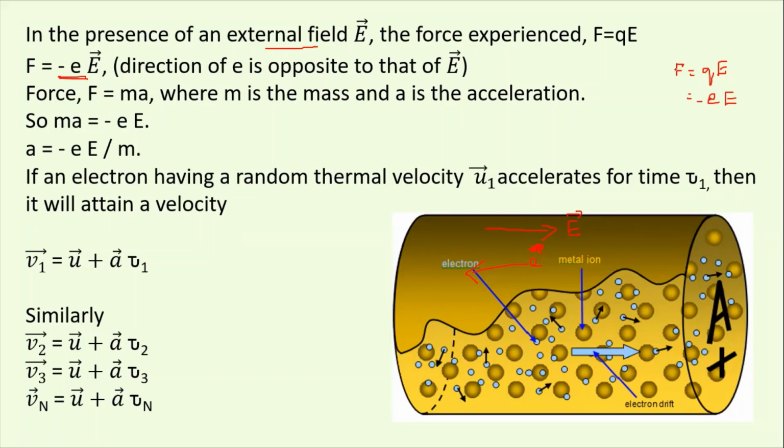And you know that F is equal to ma. Correct? Newton's law of motion. அப்ப இதுல இருந்து A கண்டுபிடிக்கலாமா? Acceleration a is equal to minus eE by m. m என்பது என்னது? Mass of the electron. Okay. So F is equal to ma, ma is equal to minus eE, and a is equal to minus eE by m.